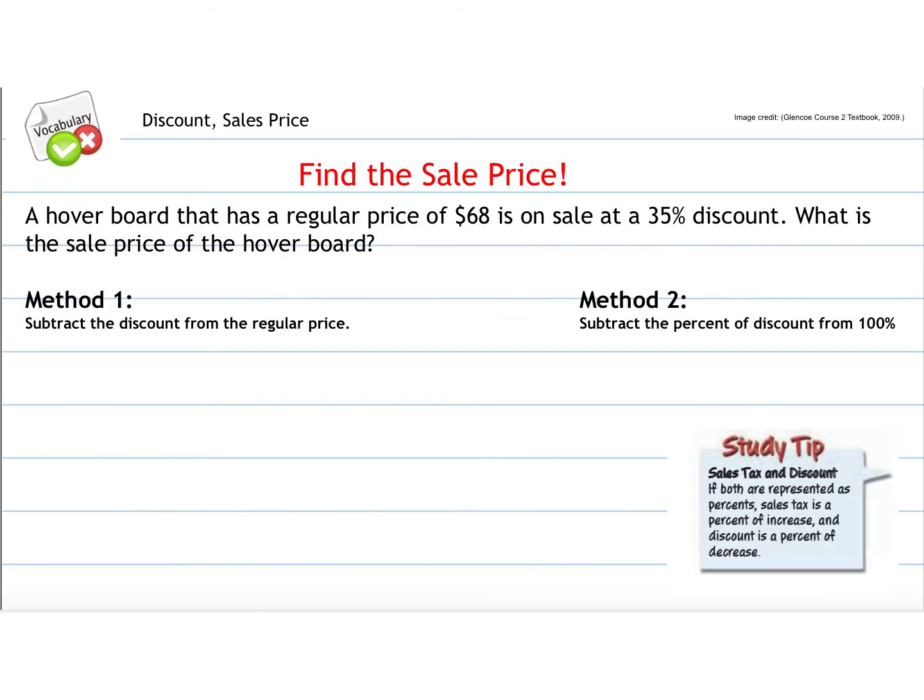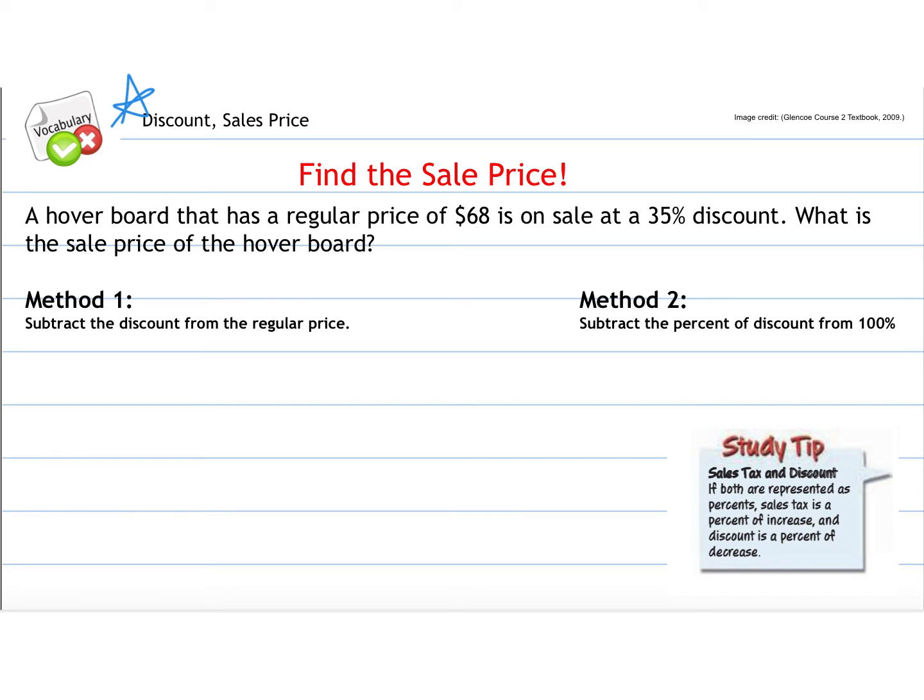Next, we're looking at sale price or discount. So that's a couple of vocab words. Discount, this is the amount of money that you are saving on items. The sale price would be after the discount is subtracted from the original price. So just like we had with sales tax, there's 2 methods that we can do here. Method number 1 that you should write down is subtract the discount from the regular price. Or method 2, subtract the percent of the discount from 100%.